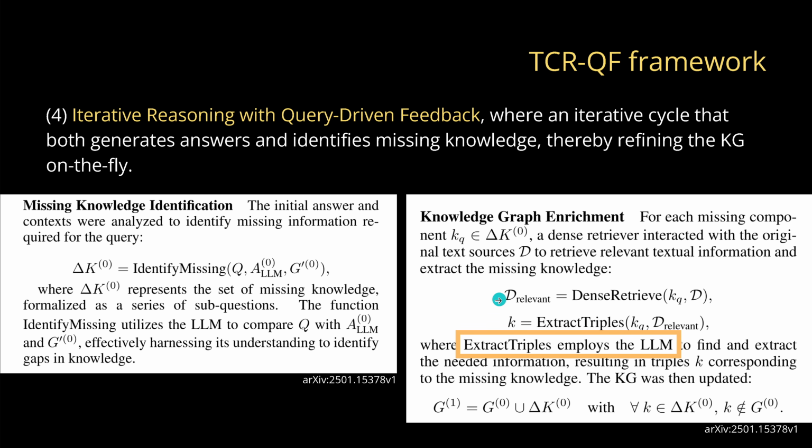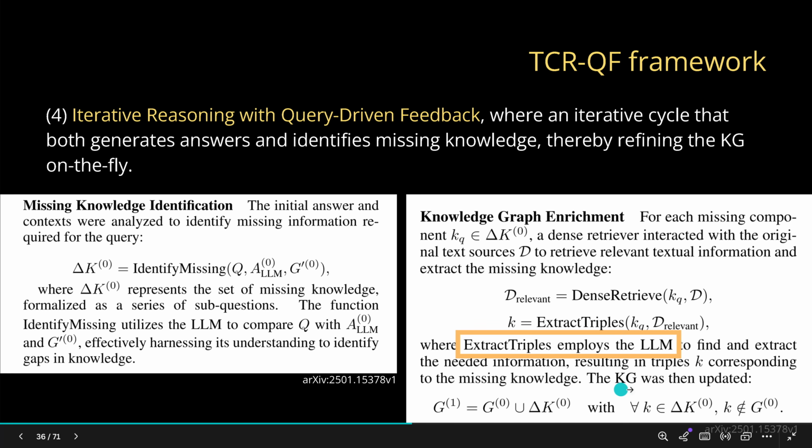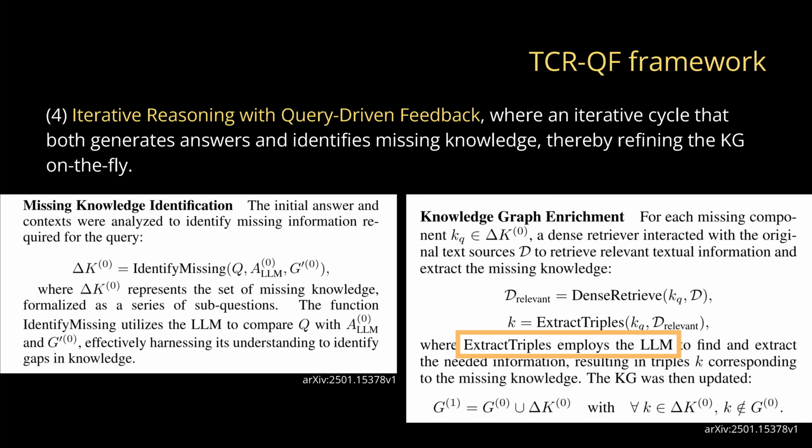And then we have, as you can see, extract triplets, where the extract triplet employs the LLM to find and extract the correct information, resulting in triplets K corresponding exactly to the missing knowledge. And then we just update our knowledge graph. We have enhanced, we have augmented our knowledge graph with specific content for the query. Add the inference run if you want. So you can build a better knowledge graph if you know the query and you have access to the information.